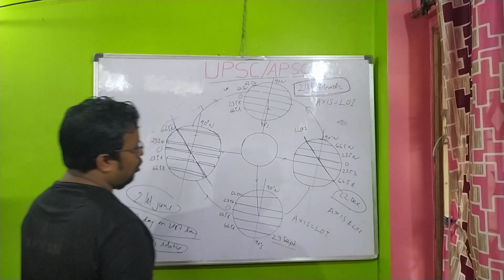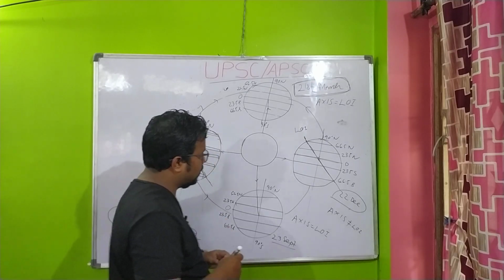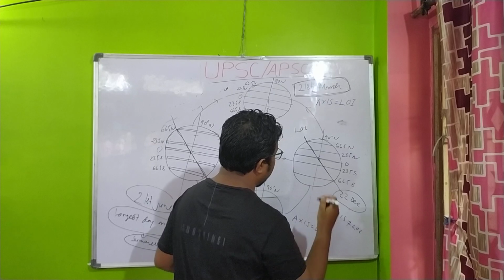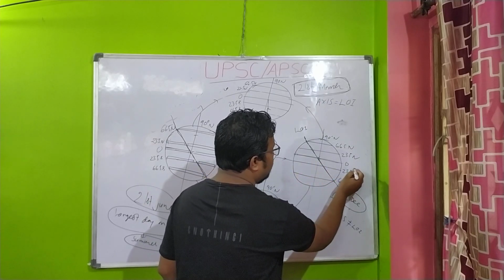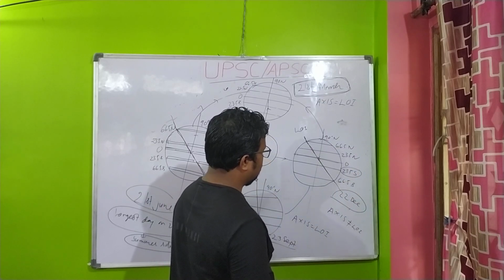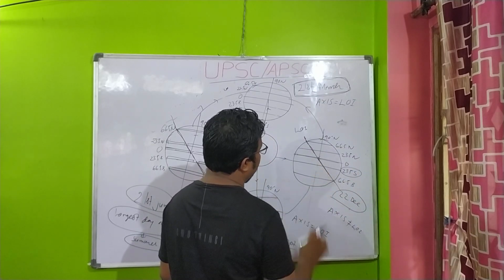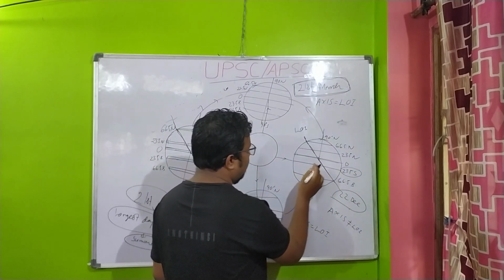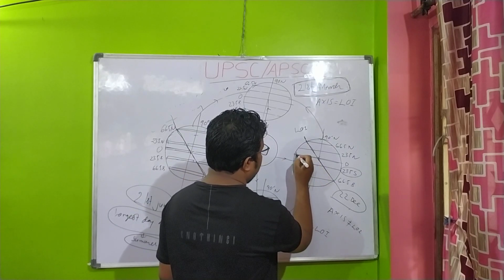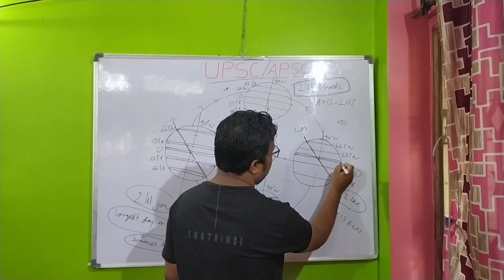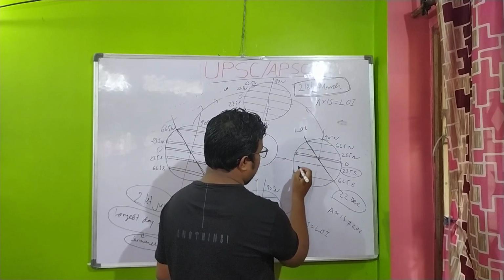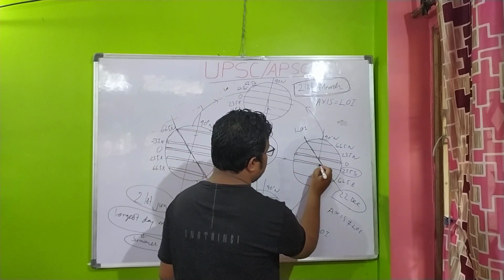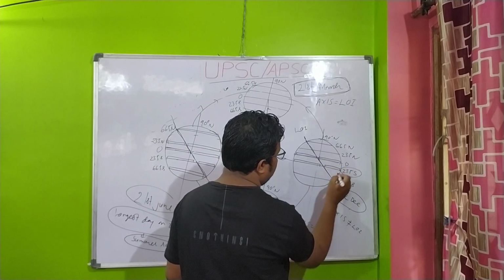Very simple. On 22 December, what is happening? Sunlight is perpendicularly falling on the Tropic of Capricorn, 23.5 south. Now we'll observe. At the equator, what is happening? Equal day, equal night. Moving down from the equator, at 23.5, larger day, smaller night.